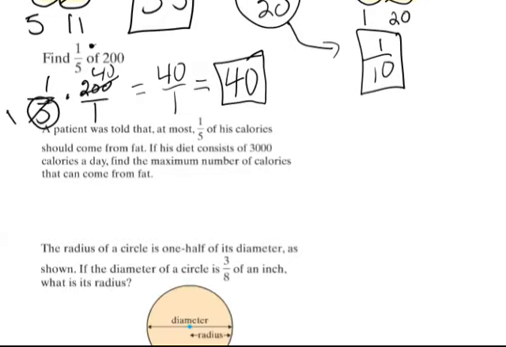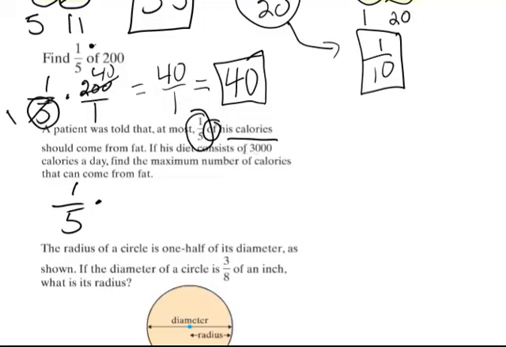All right, for the next problem here, it says a patient was told that at most 1/5 of his calories should come from fat. If his diet consists of 3,000 calories a day, find the maximum number of calories that can come from fat. Okay, so again, in a word problem, my first step is to read it. My second step is to read it again and look for key words. So I see my fraction, 1/5, and right next to it I see the word of. Now remember we said of means to multiply.